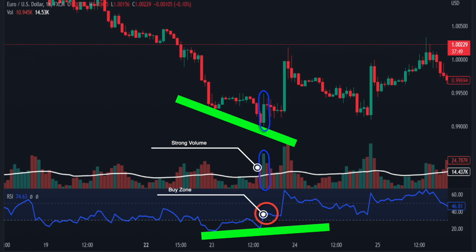But wait, take a look at this candlestick pattern. This is a bullish engulfing pattern. Now we have our 4 confirmations for this trade. Now for our entry position, we will put it at the candle close where the RSI crosses above the 30 level. In this case, this candle.